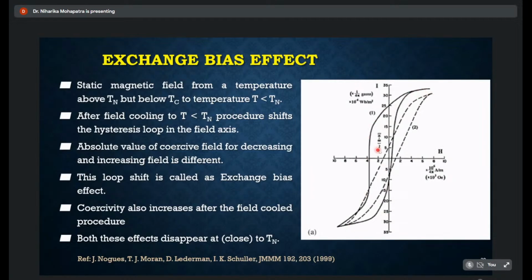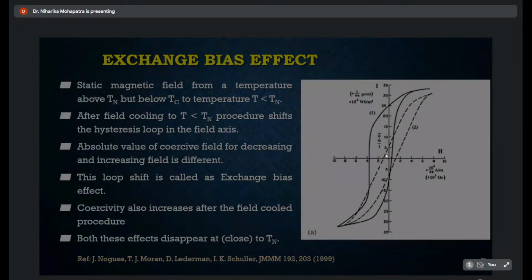So when I do that, you will find a shift along the H-axis, or magnetic field axis. This loop shifting is known as the exchange bias effect. You can see that apart from this loop shifting, there is also an enhancement in the coercivity of this hysteresis loop. And these two effects disappear at a particular temperature, that is the Néel temperature of this antiferromagnet. And this effect is known as the exchange bias effect.